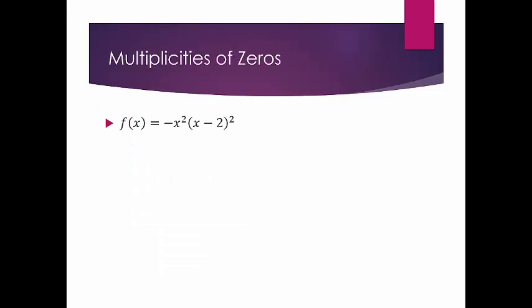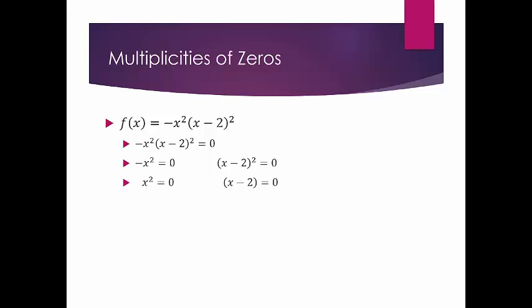Multiplicities of zeros. For f of x equals negative x squared times x minus 2 squared, first, you're going to find the zeros of this function. So we will set this function equal to 0. Negative x squared times x minus 2 squared equals 0. Then we will break each apart. Negative x squared equals 0, x minus 2 squared equals 0.